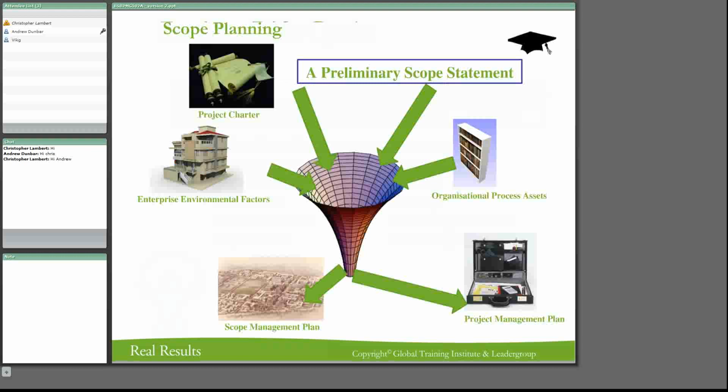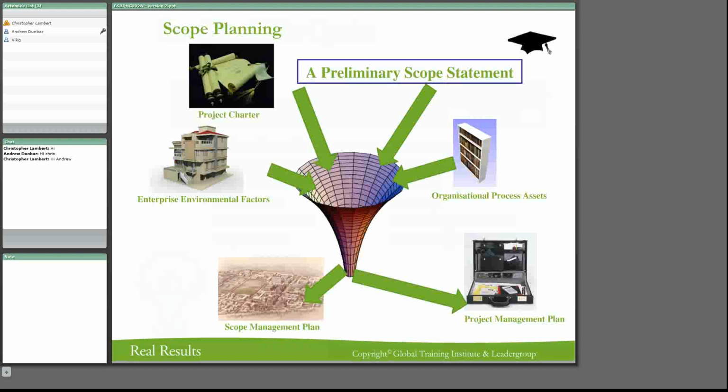If we look at project planning from a process perspective, we're looking at organizational process assets and enterprise environmental factors, the project charter. So those are some of the inputs that we have.